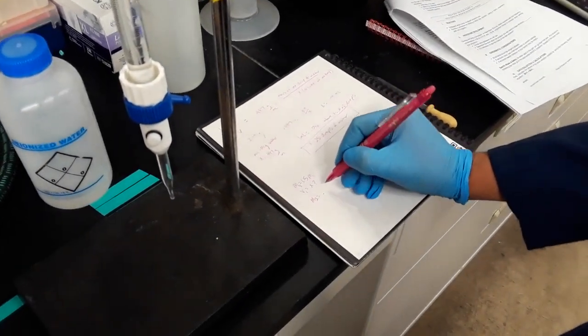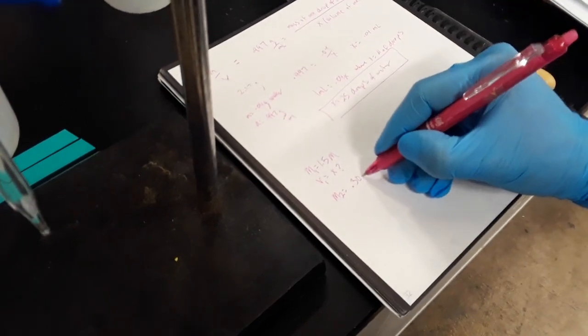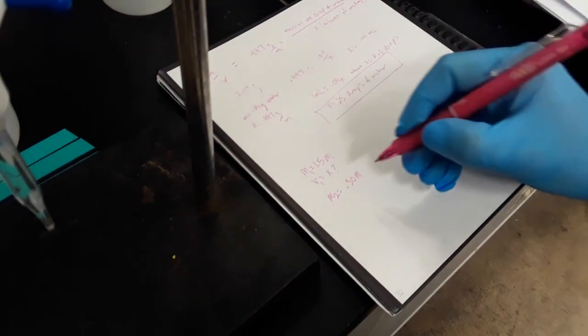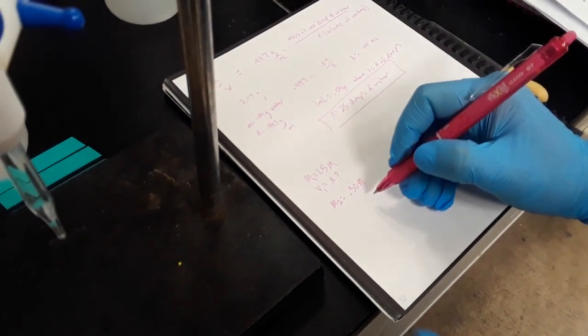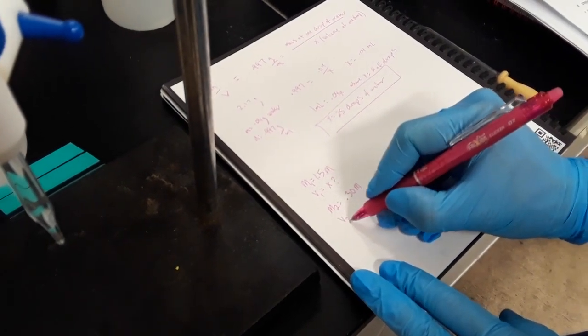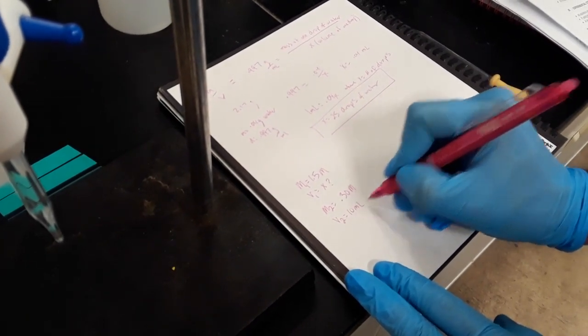So I'm going to use the 0.3 molar as an example, and you're just going to repeat these calculations using the other two dilutions. And our V2 is going to be 10 milliliters. We want a total solution of 10 milliliters.